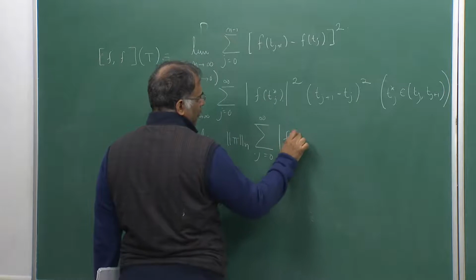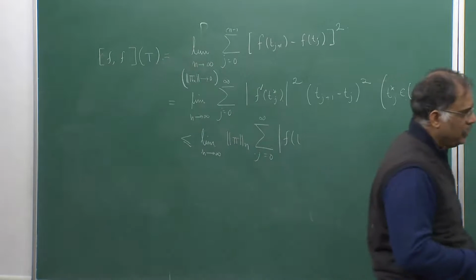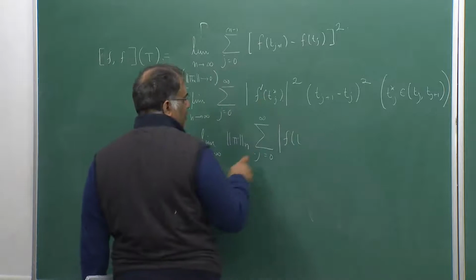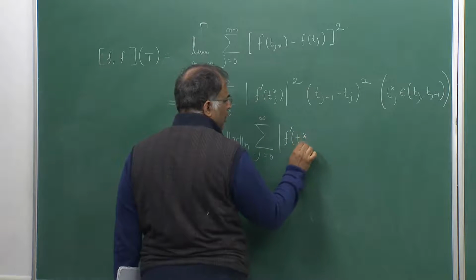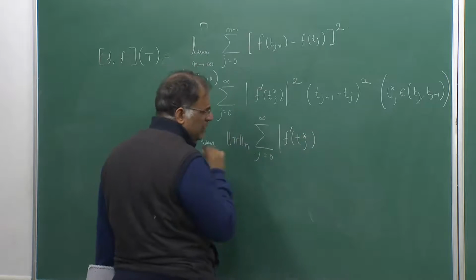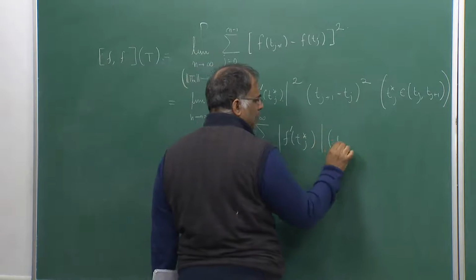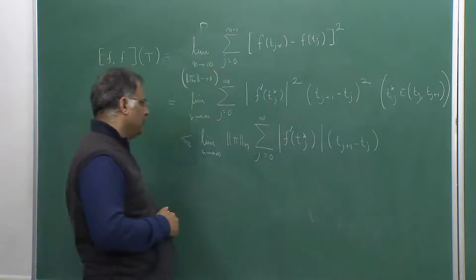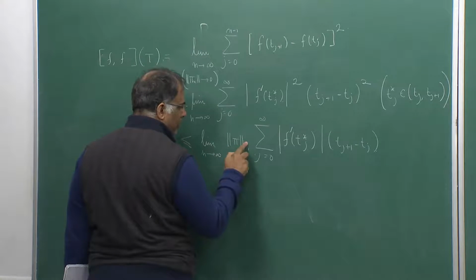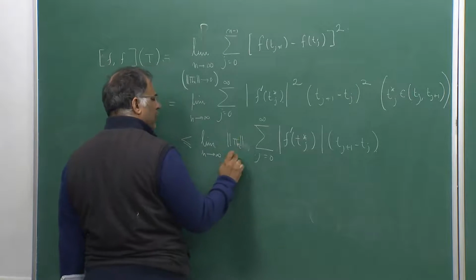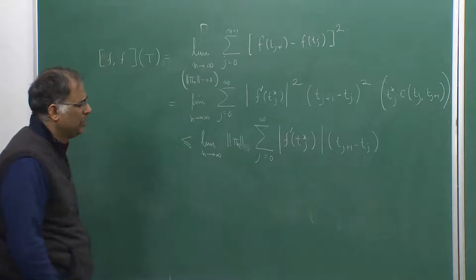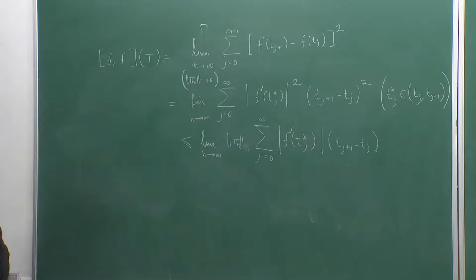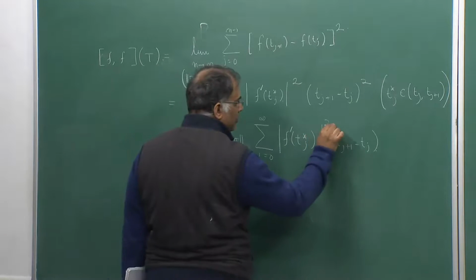Now you will write f dash. So here please observe this f dash. So you will have f dash of t star j into tj plus 1 minus tj. Now the limit of norm pi n exists, this is 0, and the limit of this also exists, because this is nothing but the integral of the mod square.